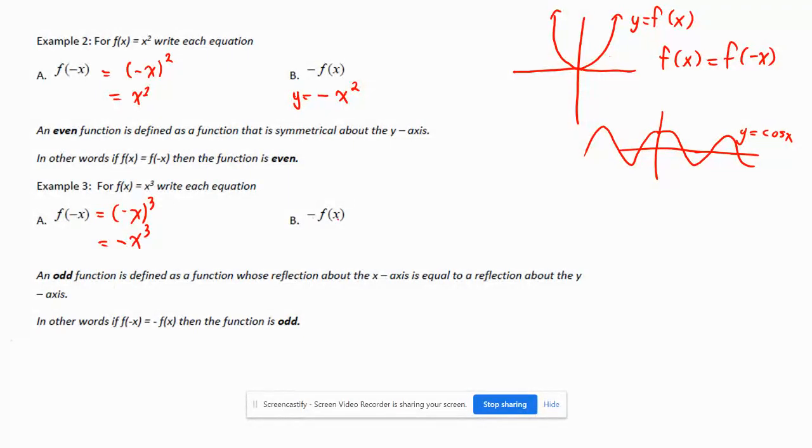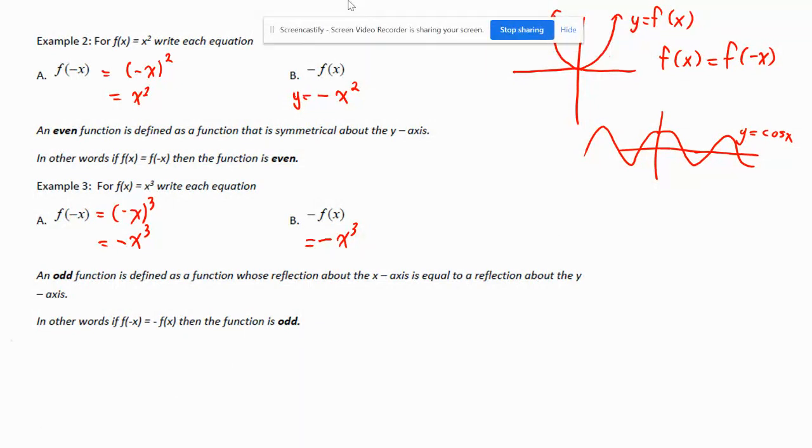And if I do negative f of x, that means I would put the negative out in front. Now, the point we're trying to get across is that this is an example of an odd function. An odd function is defined as a function whose reflection about the x-axis is equal to a reflection about the y-axis. In other words, if f of negative x equals negative f of x, the function is odd.